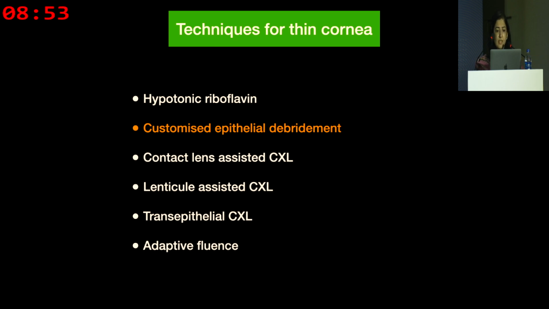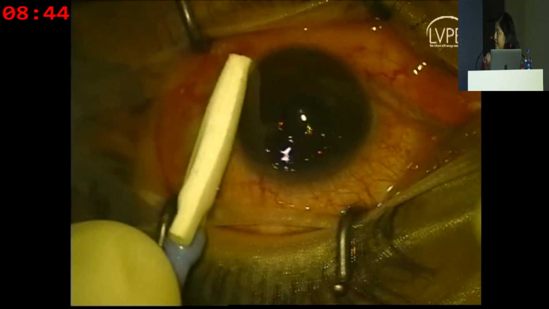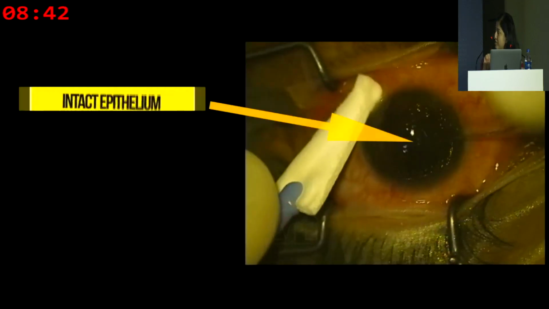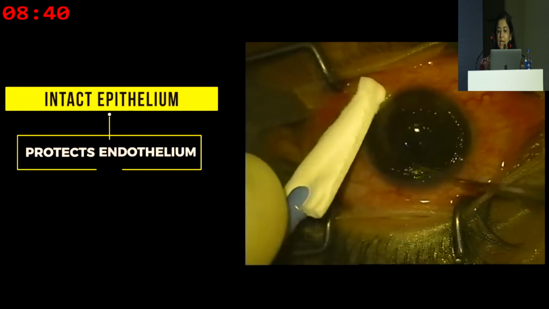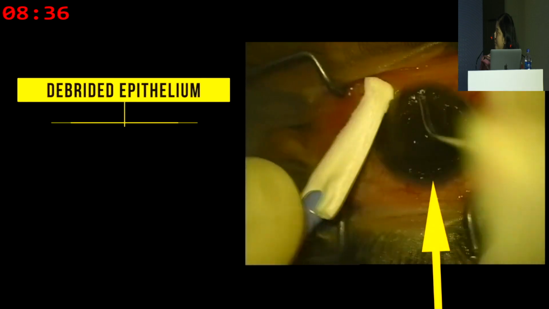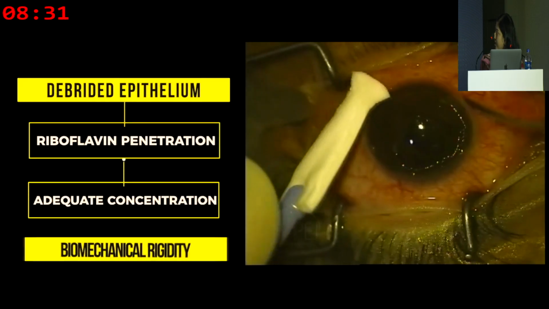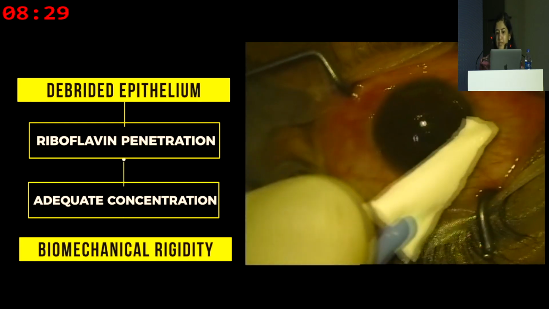Then coming to the next technique for thin cornea, there's customized epithelial debridement, where the epithelium is debrided such that it is left intact over the thinnest part of the cone, and the rest of the epithelium is debrided. So the debrided epithelium is going to allow for riboflavin penetration, and the intact epithelium over the thinnest part is going to protect the endothelium.